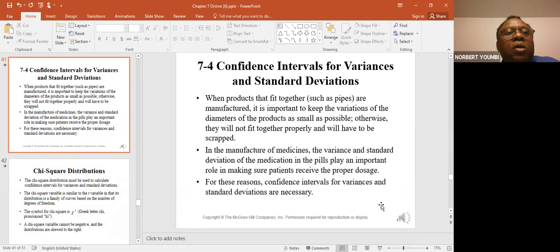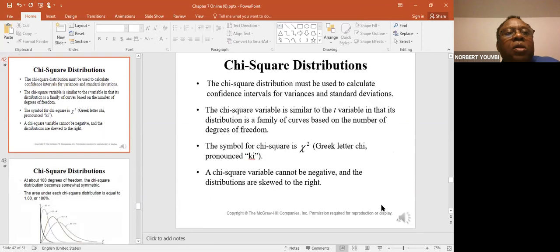Confidence interval for variance and standard deviation. So we may want to find the confidence interval for variance and standard deviation. In this case, we will use a distribution which is called a chi-square distribution. A chi-square distribution is a non-negative distribution which is skewed to the right. It depends on degrees of freedom, which for the variance and standard deviation is n-1.